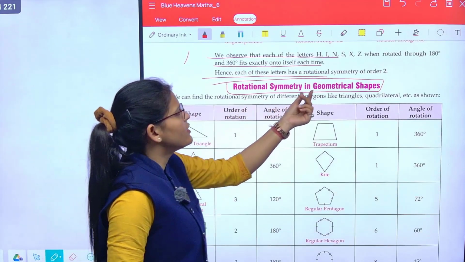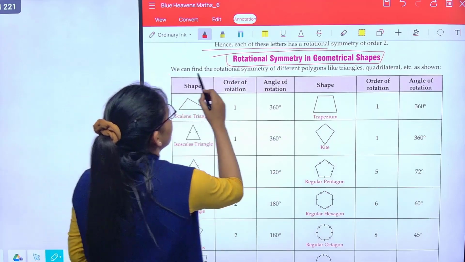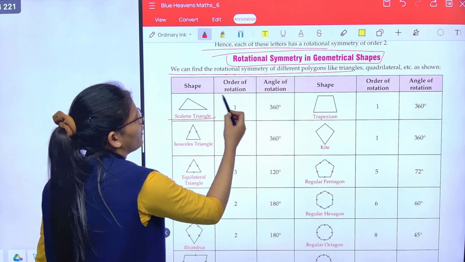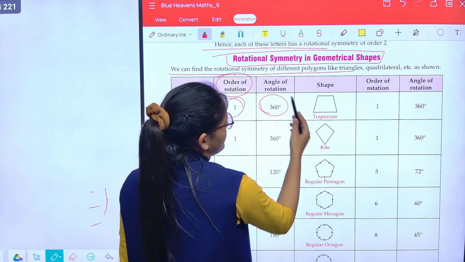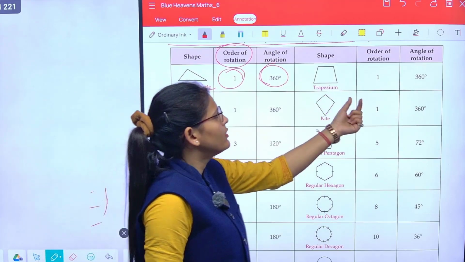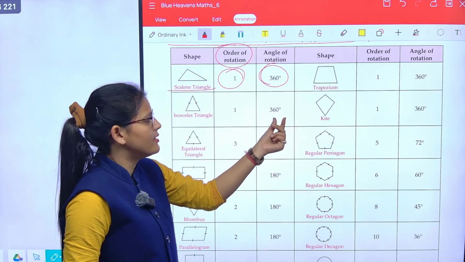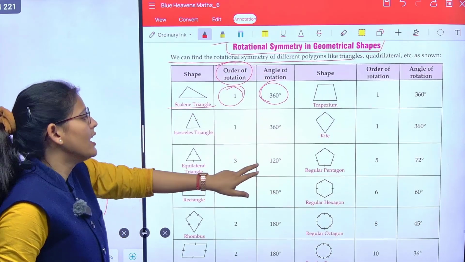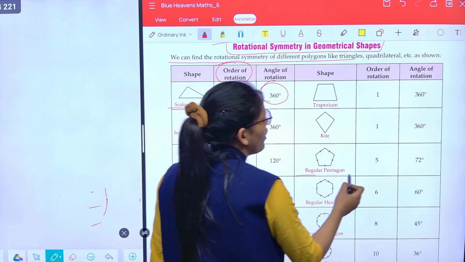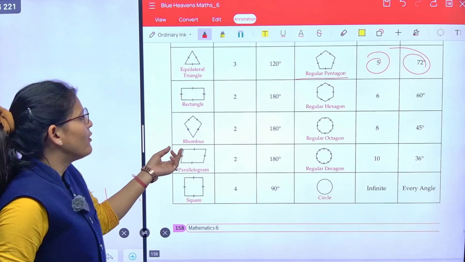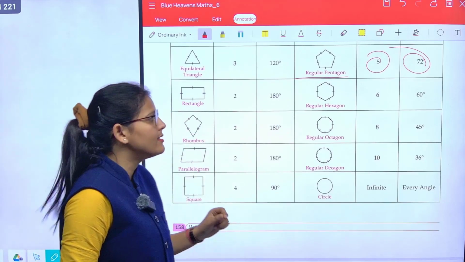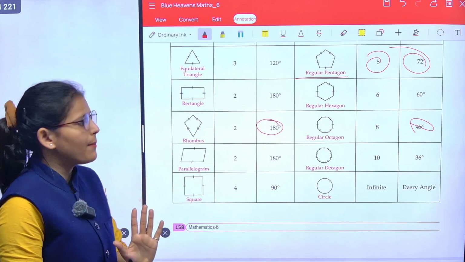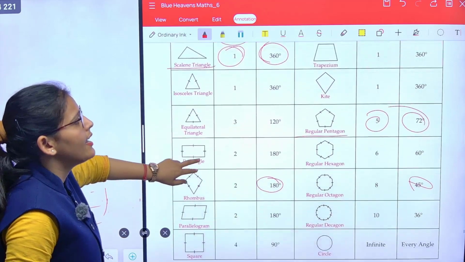Now come on, rotational symmetry in geometrical shapes. We can find the rotational symmetry of different polygons like triangles, quadrilaterals, etc. as shown. Scalene triangle, order of rotation 1, angle of rotation 360. Trapezium has 1, 360, and isosceles triangle 1, 360, kite 1, 360. In an equilateral triangle we have 3. Class, our order of rotation is 3 and the angle is 120 degrees. Regular pentagon 5, 72 degrees. Now rectangle 2, 180 degrees. Regular hexagon 6, 60 degrees. Rhombus 2, 180 degrees; square 4, 90 degrees. Class, according to the shape, the order of rotation and angle of rotation change here.